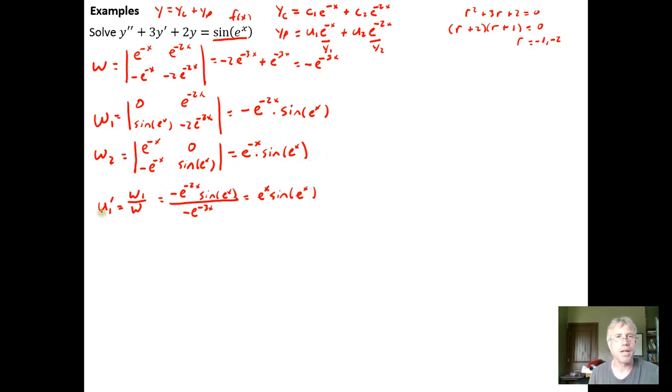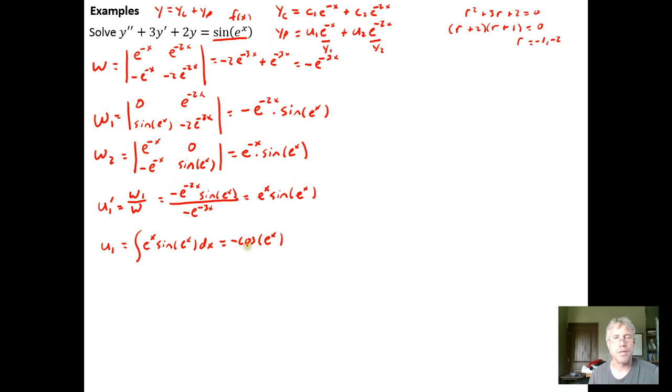And that means to find u sub 1, we have to take the antiderivative of u sub 1 prime. So u sub 1 is going to equal the antiderivative of u sub 1 prime, but u sub 1 prime is just e to the x sine of e to the x, and we're integrating with respect to the variable x, so dx. And if we integrate this, it looks like we get negative cosine of e to the x. And we could verify this through differentiation.